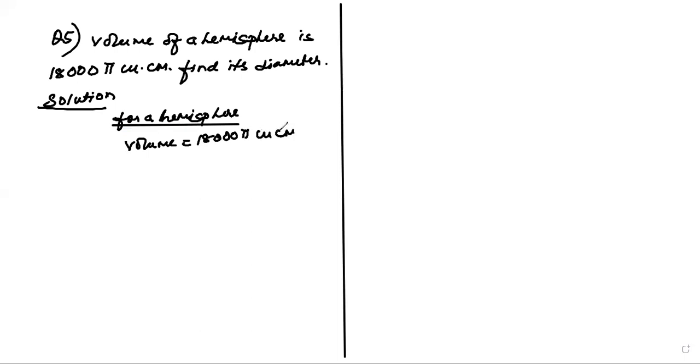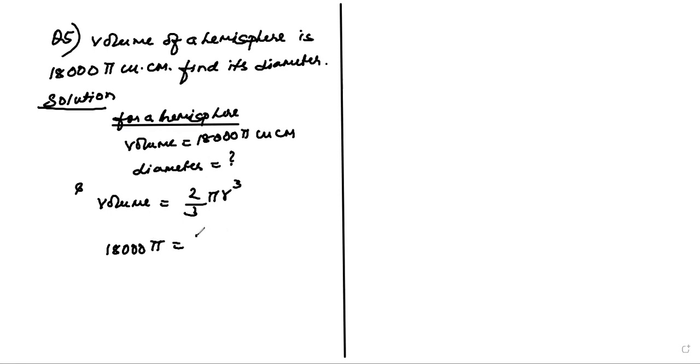See, when volume is given, children, 18,000 pi cubic centimeter, naturally volume has a formula. So I told you indirectly, children, use a formula of volume. And what they wanted to find is the diameter. Diameter is twice radius, children. I want this diameter. So simple. Volume of a hemisphere formula is 2 upon 3 pi r cube. Substitute whatever you know: 18,000 pi is equal to 2 upon 3 into pi into r cube.